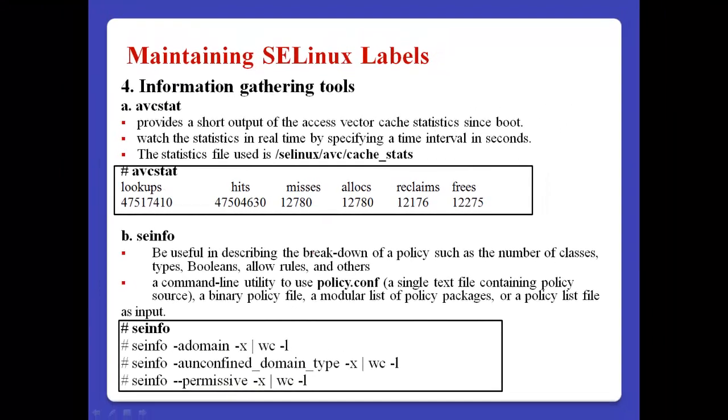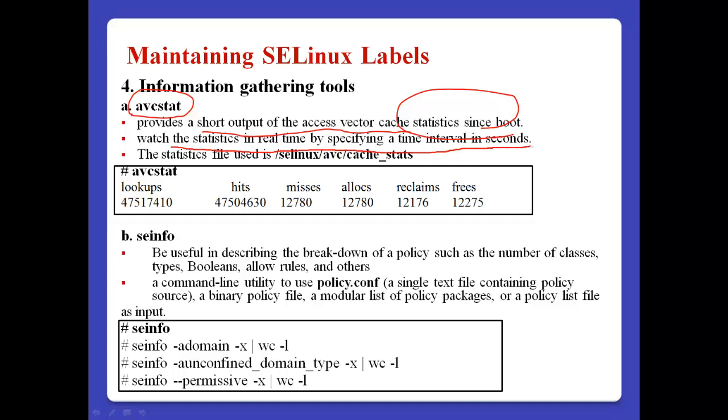Okay, number 4, information gathering tools. First one, avcstat. This one normally provides a short output of the access vector cache status since boot. So using this one, we can watch the statistics in real time by specifying a time interval in seconds as well. And this one normally says where, in this directory, selinux avc cache_stats. So if we use this one, avcstat, we can see this kind of statistics.